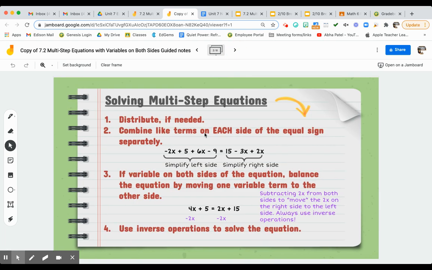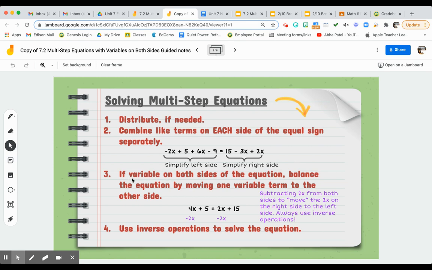So let's go over some rules. If you have a distribution that you need to do with parentheses, distribute that, then combine like terms on each side. So you simplify the left side and simplify the right side. It's individual. It is not something you do together. This is not going to be in every problem. It's a case-by-case thing. But if this does exist, then you need to combine like terms on the left side and combine like terms on the right side.